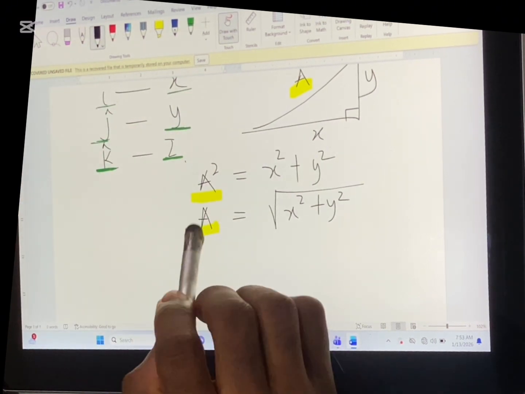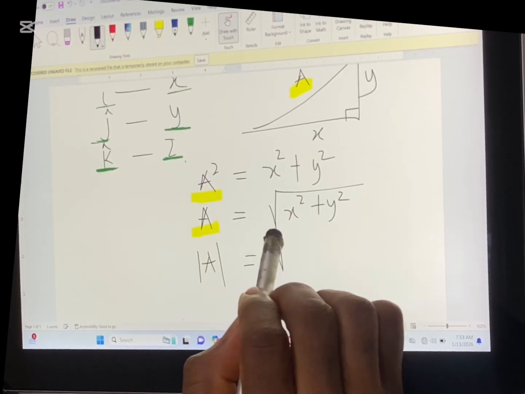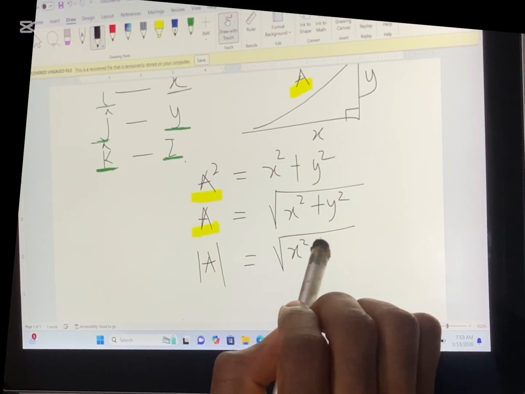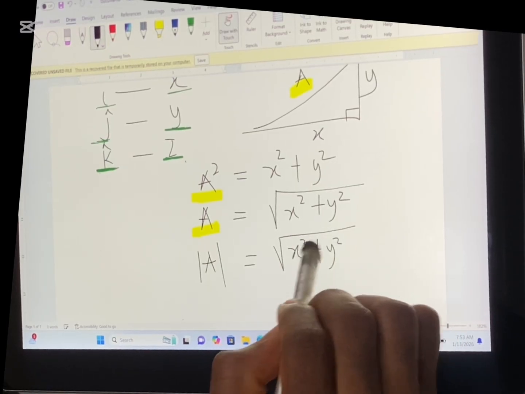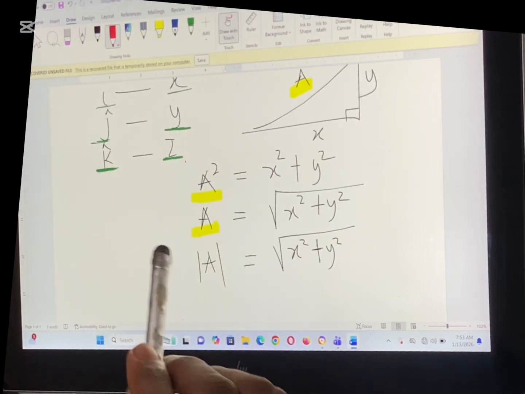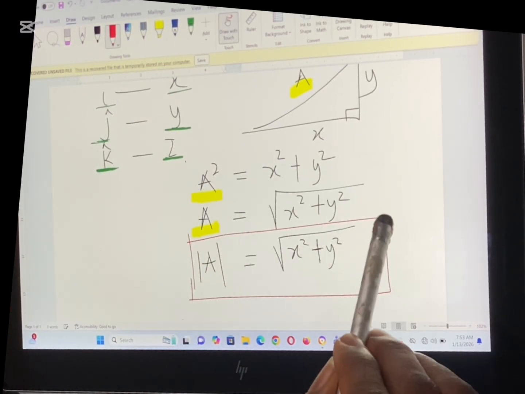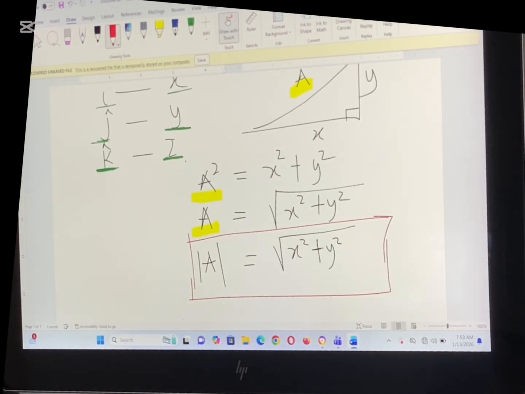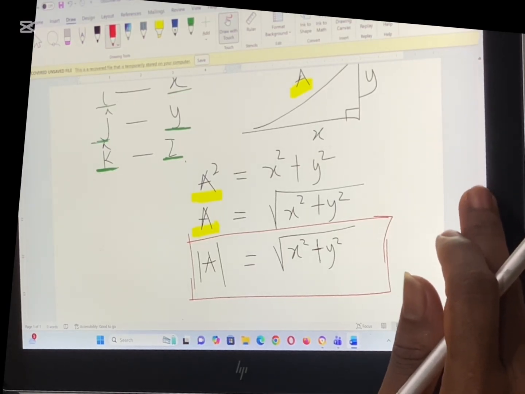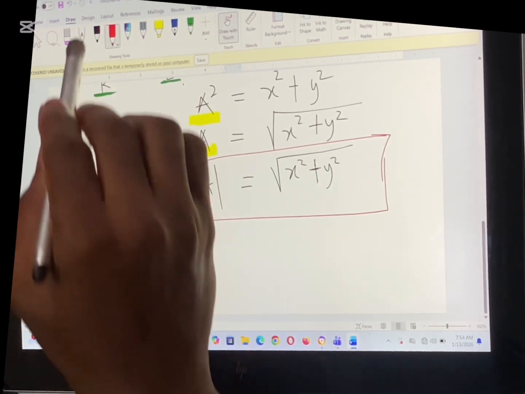It can only represent magnitude when we show the symbol for magnitude. So what is the symbol for magnitude? That is magnitude of A will be equal to plus square root of s squared plus y squared. Please take note of this. So this is the formula for magnitude for two dimensions. We have x and y, we call it two dimensions. We have s, y, z, we call it three dimensions.